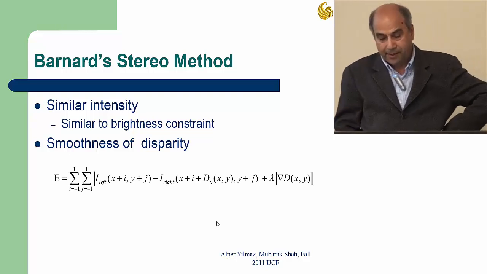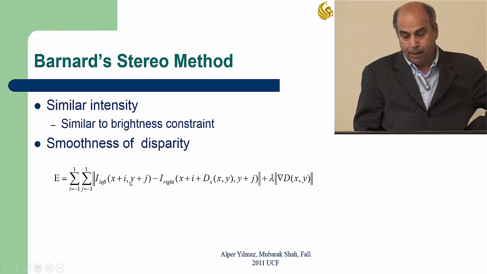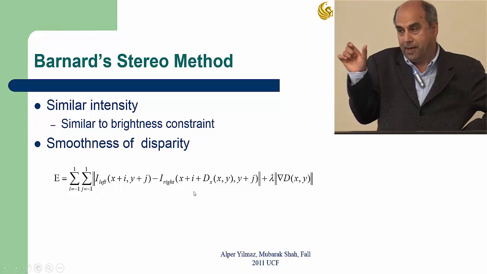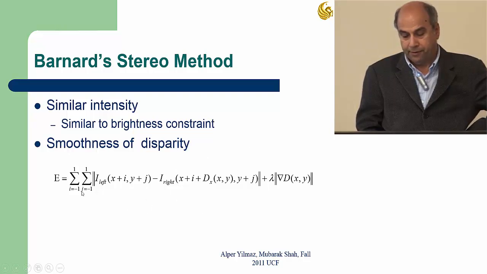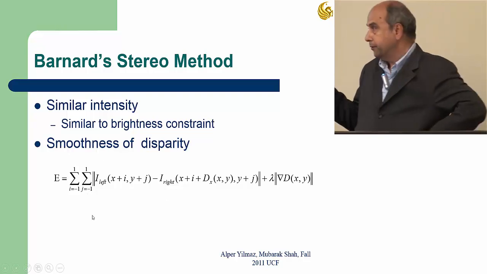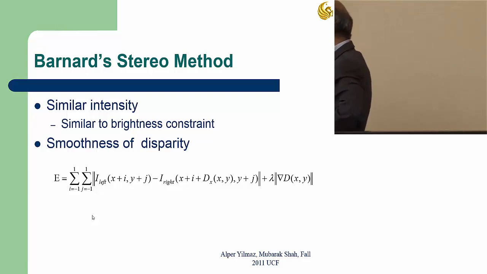And this is expressed by this. So this is the brightness similarity. We are looking at the left image, different pixels, and this is the right image with the disparity, because disparity will be a shift in the x direction. So that is the shift in the x direction, and we want to find this. And this is simple, your absolute difference, sum of squared differences, and this is the square window. Right now we are doing a 3x3 window, but you can do any size. So that's the first constraint, similar intensity.